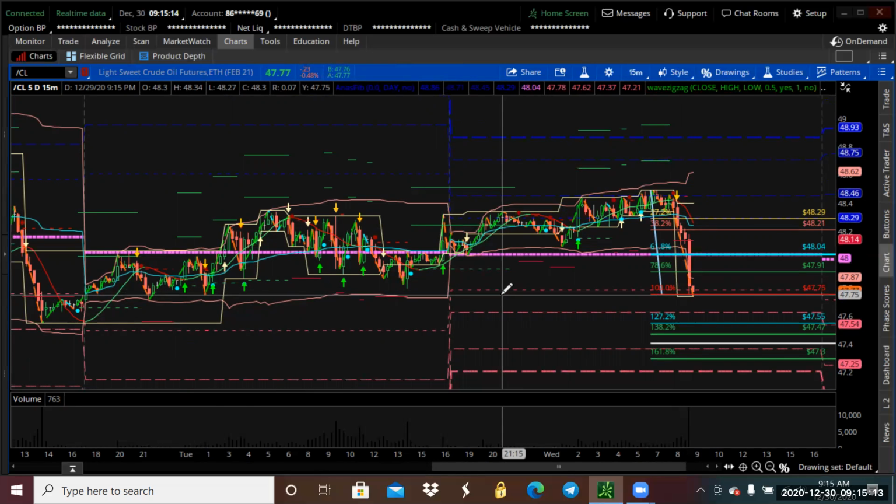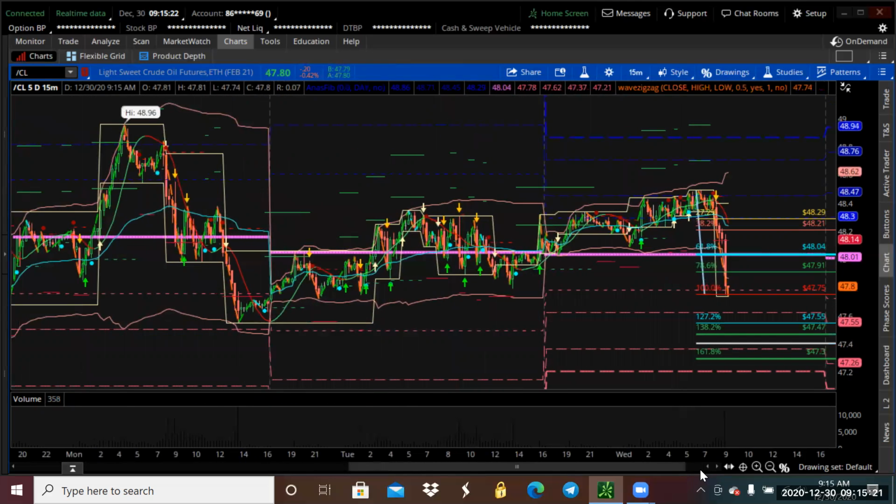It looks like it's going lower, so I just need to be watching the support on here because I want to go long on crude. If I do want to catch it though, I do like the 46 level to enter for long term, targeting the 50 area. That's what I'm looking at on the crude.